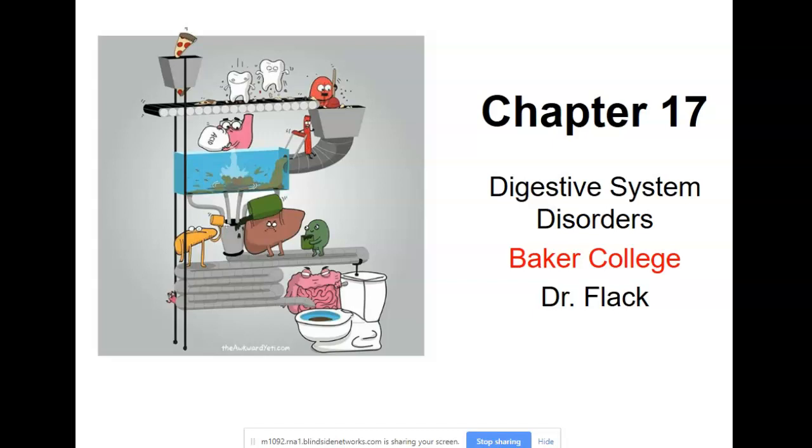Don't worry, the large intestine has tons of disorders that we're going to go over, but we're going to spend time talking about hepatitis and cirrhosis, and we're going to talk about gallstones and pancreatic involvement. And we'll spend time talking about acid reflux, heartburn. So taking things like omeprazole.